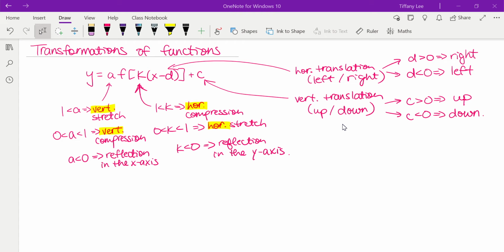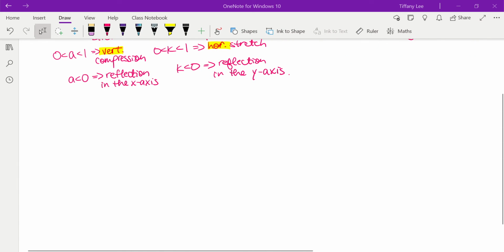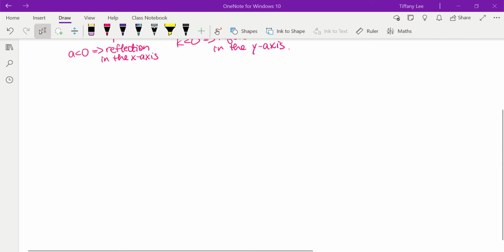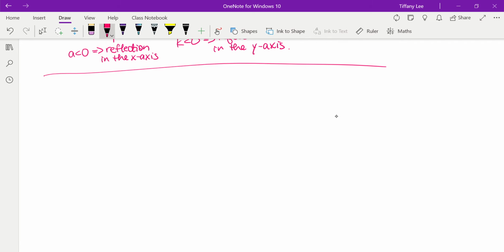Alright, so now that we've done a review of transformations of functions and we now know how to describe what transformations have happened, let's do an actual example, and we can also use the mapping rule to help us sketch our new transformed function. So let's do an example problem. If f of x equals x squared, what I would like you to do is describe the transformation and sketch.